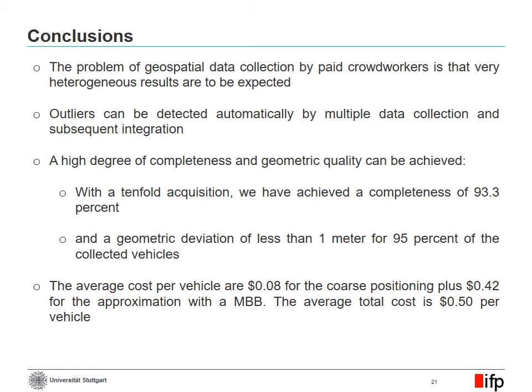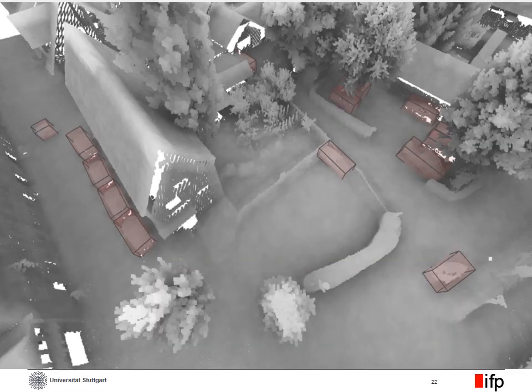The average cost per vehicle is 8 cents for the coarse positioning, plus 42 cents for the approximation with the minimum bounding box, and this is for all 10 data collections. So the average total cost is 50 cents per vehicle. And in the end, we have something like that. We have here our 3D point cloud. You see all vehicles are now represented with minimum bounding boxes. This approach can also be adapted to other object classes, of course, very easily. And it's a very powerful approach, and you get data with high quality.